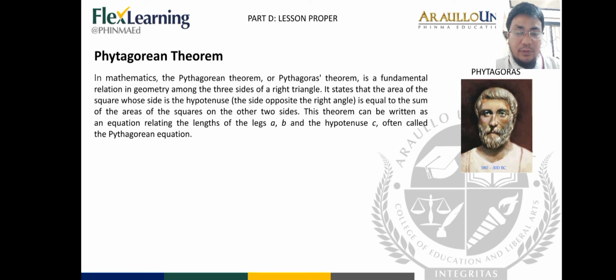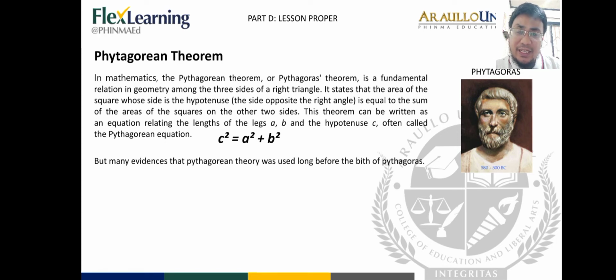This theorem can be written as an equation relating the lengths of the legs a, b, and the hypotenuse c, often called the Pythagorean equation. So the general formula of the Pythagorean theorem is c squared equals a squared plus b squared. But much evidence says that the Pythagorean theorem was used long before the birth of Pythagoras.